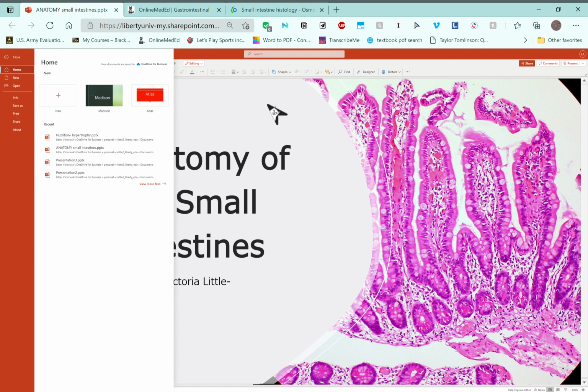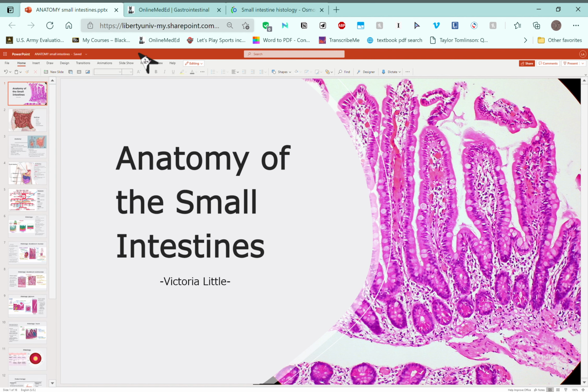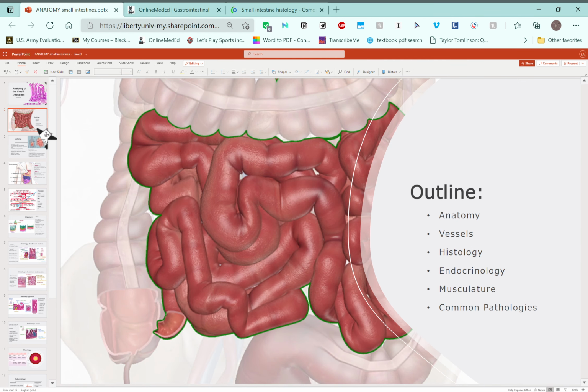I will be doing my presentation over the small intestines. The basic outline of this presentation will go over the small intestine's anatomy, the blood vessels and lymphatic vessels, innervation of the small intestines, the histology of the small intestines, the endocrinology, its musculature, and some common pathologies which can afflict the small intestines.